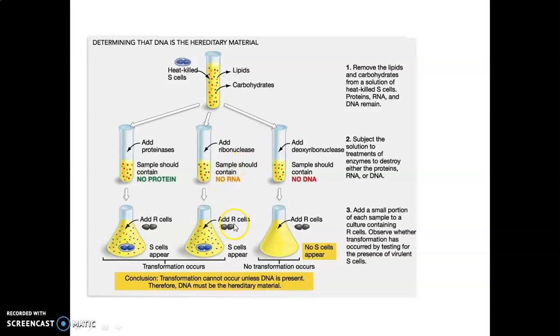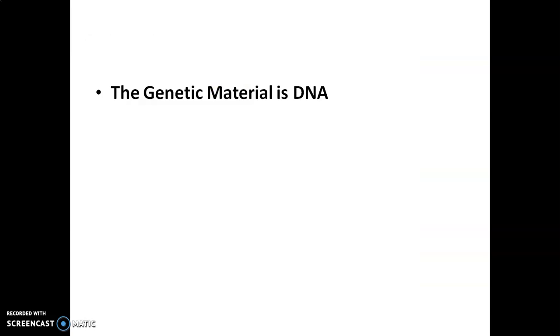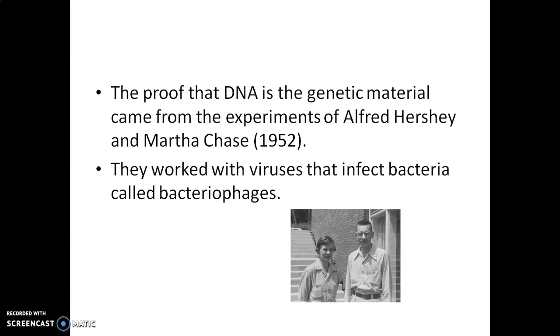They add R cells, R means rough cells, and S cells appear. But when they add DNase, this is the enzyme, and then add R cells, they found no S cells in the sample, and they can conclude that yes, DNA is the genetic material. Clear, children? Now they identified that the genetic material is DNA.